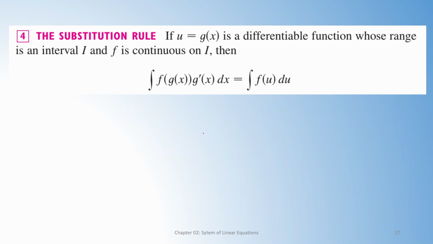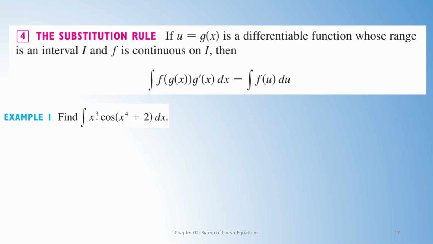Okay, so what we have said in the theorem, the substitution rule: if u is equal to g of x is a differentiable function and the range is an interval, but don't worry about this range, and f is a continuous function on the interval, then the integral of f of g of x times g dash x dx is equal to the integral of f of u du. Even though this is a formula, we are not going to use this as a formula. So we always work from scratch.